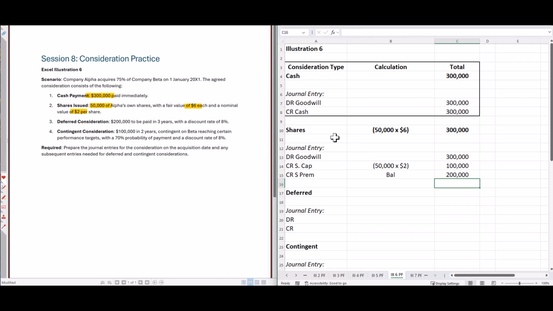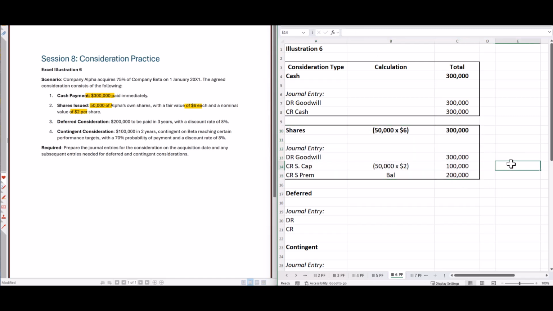Okay, so just be careful on the split, but we work it out at the market price. And then we debit goodwill with the total. The credit is split between the share capital and the share premium. Share capital at the nominal value, share premium with the balance.